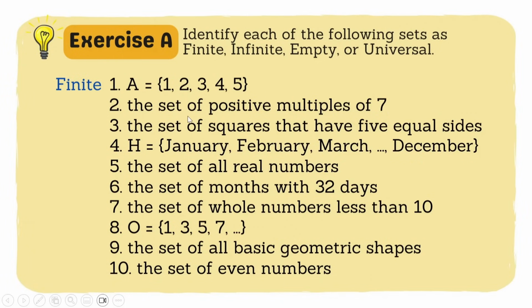Next, number 2, we have the set of positive multiples of 7. Ano ba ulit yung mga multiples ng 7 natin na positive? We will start with 7 times 1, di ba? So, which is 7. Times 2, we have 14. Times 3, we have 21. We have 28. We have 35. We have 42. And so on and so forth. So, hindi po siya mag-i-end. Therefore, ano po ang tawag natin dito sa set na to? We have infinite set.